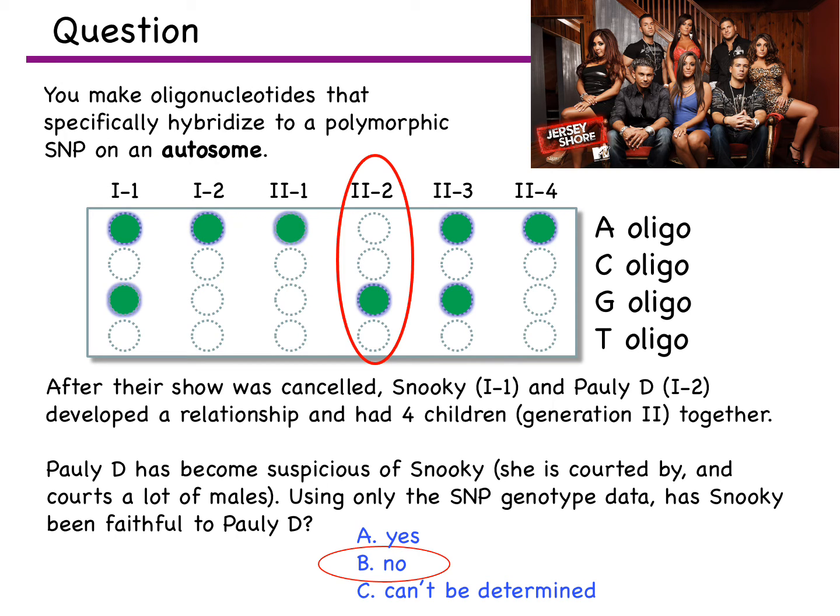Now, if I had not told you that this SNP was on an autosome, you would not have been able to rule out this individual as the offspring of 1-1 and 1-2, because as you know, if it's an X chromosome linked SNP, males only inherit their X chromosome from their mother. So this could have been a male, and it could have inherited that one allele from the mother. So that's something you want to pay attention to when you're looking at problems, for example.